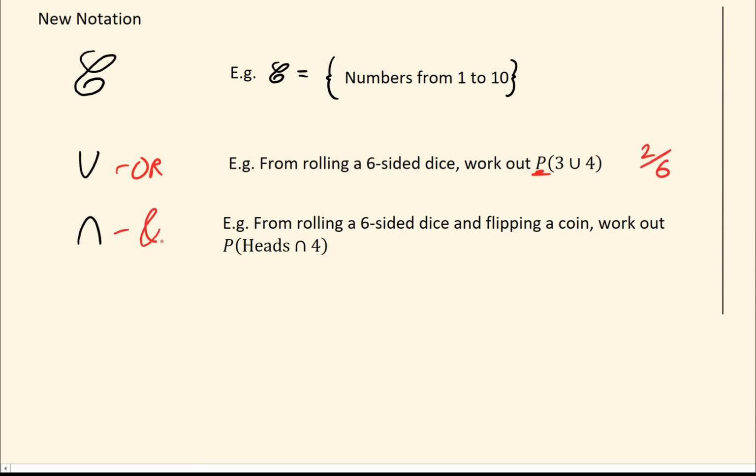This one means and. So from rolling the 6-sided dice and flipping a coin, work out the probability of getting heads and a 4. The odds of a head is a half. The odds of a 4 is 1 out of 6. If you want both of them to occur together, because they're independent, you just times them together. So that'll be 1 out of 12.